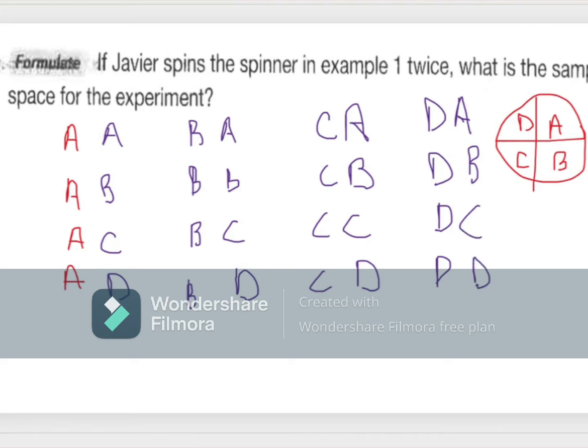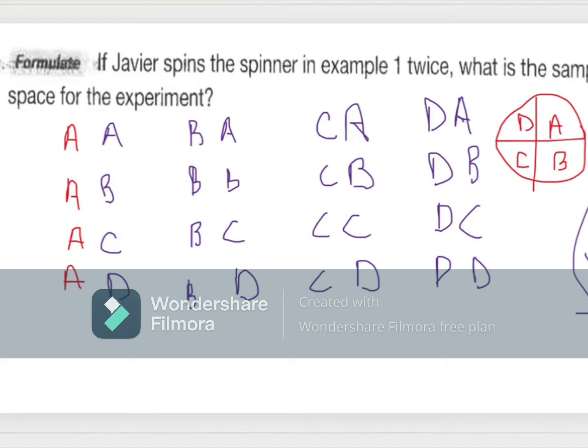All right, now, that's not the only way to figure out that sample space, but that is a very good, consistent way. Now, notice, we had 4 choices for the first spin and 4 choices for the second spin. So the number of possibilities that we have in our sample space is 4 times 4, or 16 possible outcomes. So this would be the sample space, AA, AB, AC, AD, BA, BB. Okay, so all of these are in the sample space. 16 items are in the sample space.